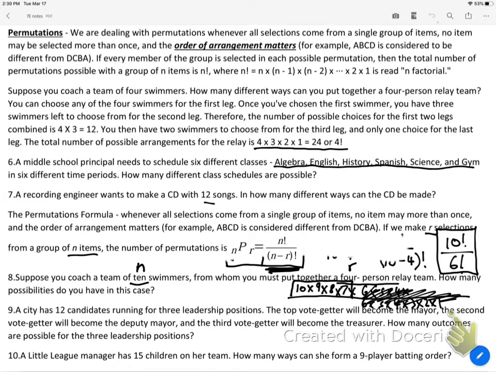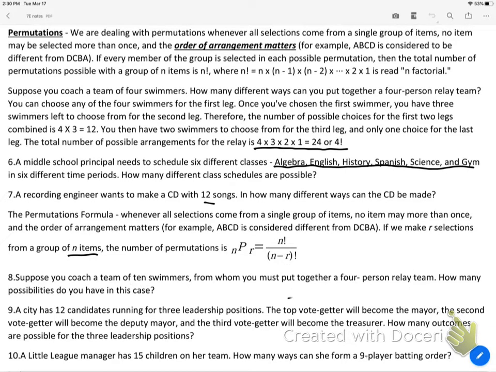So let's take a look at another question. 12 candidates, 3 leadership positions, okay? Now here's where you have to try and understand why it's a permutation. The first person becomes mayor. So once the mayor's chosen, the second person becomes deputy mayor. Okay, so again, order of arrangement matters. That's why it's a permutation, not a combination. So I'm still going to choose permutations.